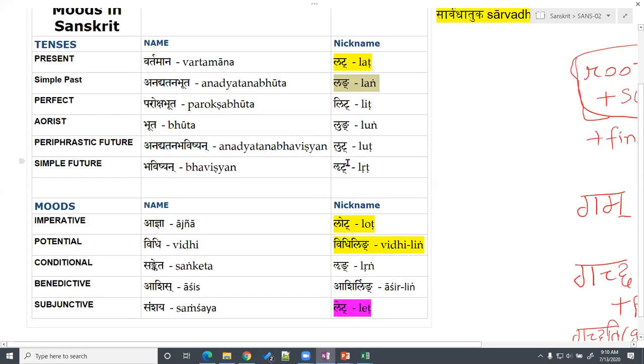There are two types of future. Just like in the past, the subtlety of the meaning is lost, only the forms remain. Similarly, for the two future tenses, the forms remain, but the subtlety of the meaning is lost. So lut is the future tense.